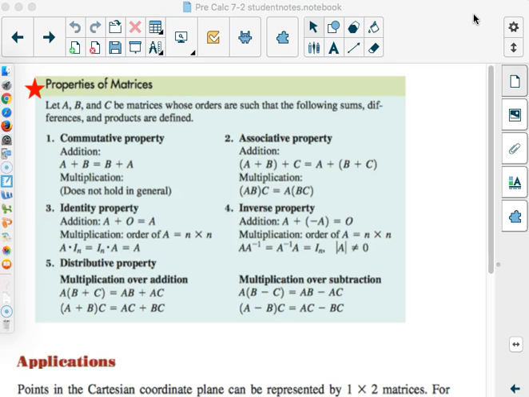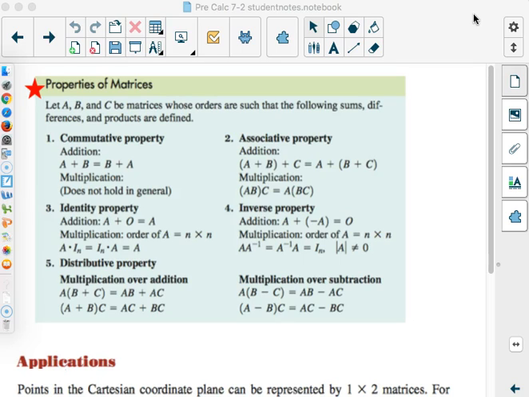The commutative property of addition does hold. Matrix A plus matrix B will equal the same thing as matrix B plus matrix A. But as we talked about, not multiplication. It just doesn't work. You might find one case every now and again that gives you the same answer both ways, but generally there's something special about it that makes that happen.